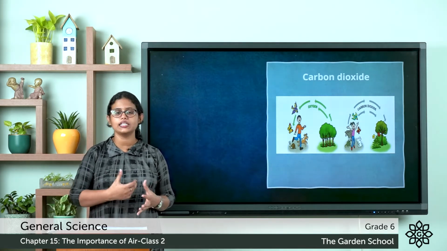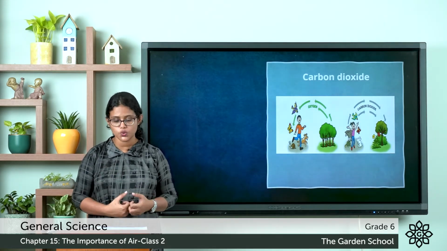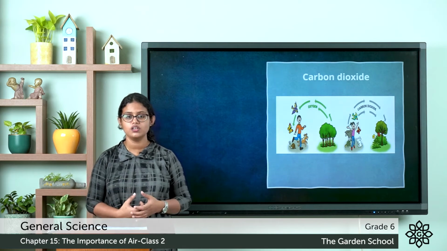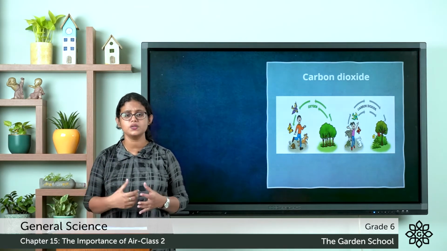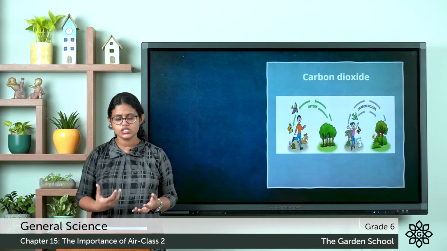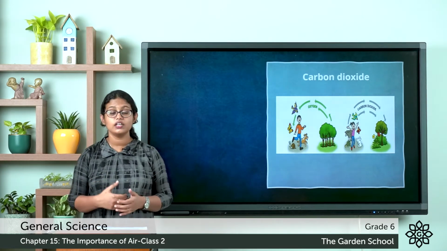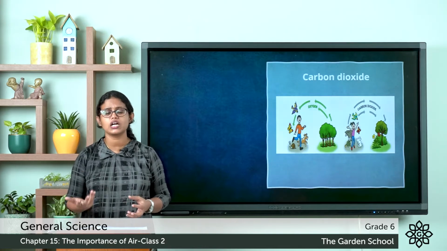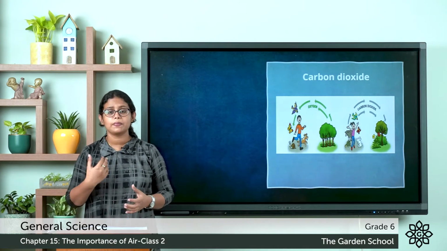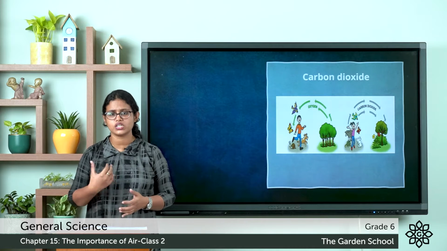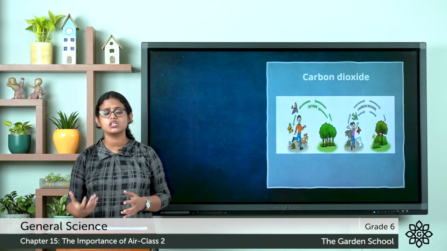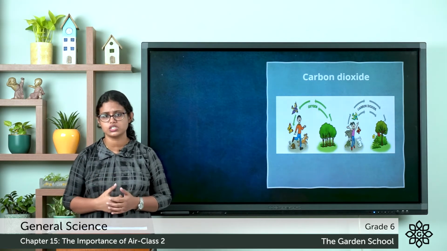On the other hand, the animals use the oxygen which is released into the atmosphere, and they use it for the process of respiration. And what do they give out? They give out carbon dioxide. Plants also use oxygen for respiration, and they use carbon dioxide for photosynthesis.